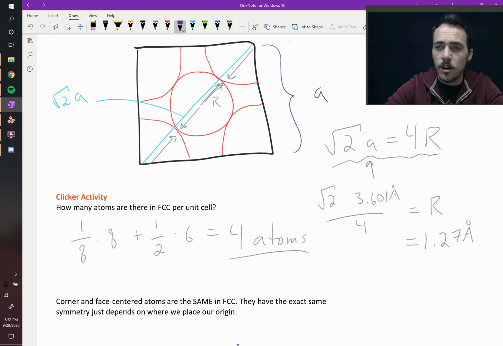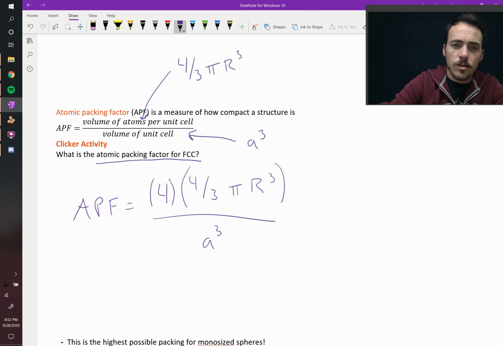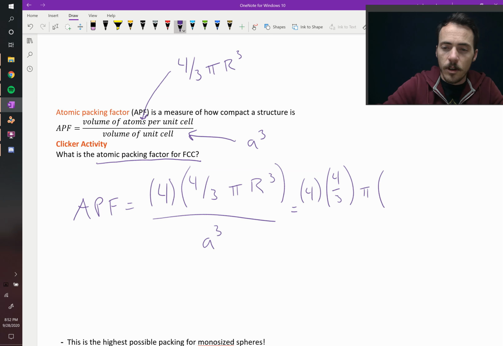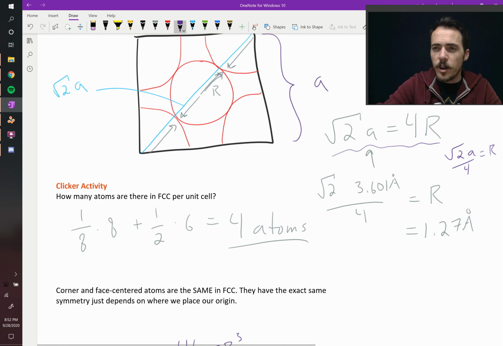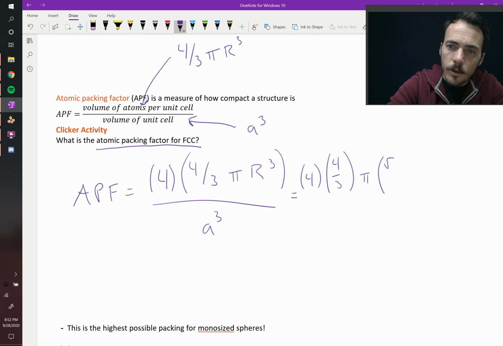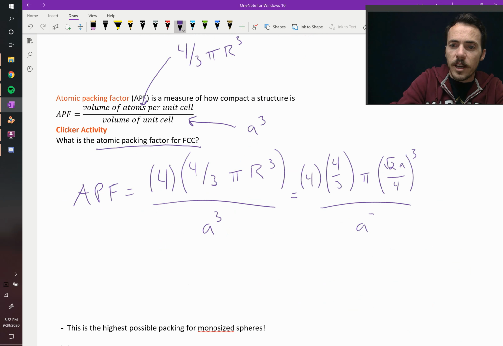So every time we see an r, we're going to write square root of 2 times a divided by 4. All right, so let's do that. So this becomes 4 times 4/3 pi, and then for our r value, remember, what are we going to put for r? We just solved for it. This equals r, square root of 2 times a divided by 4. So we're going to put square root of 2 times a divided by 4. Cube that, because that's r, and divide this by a cubed.